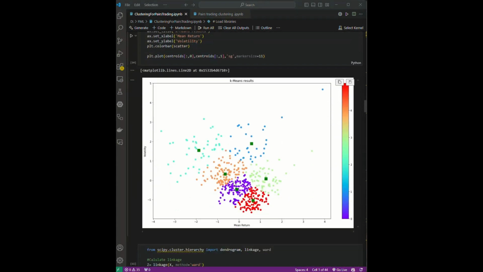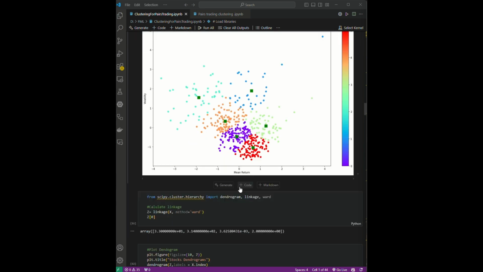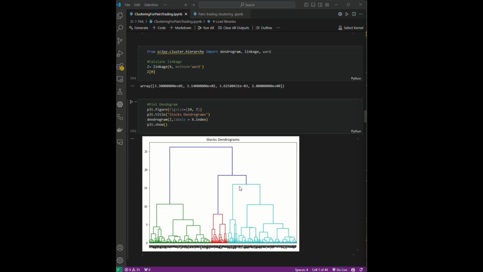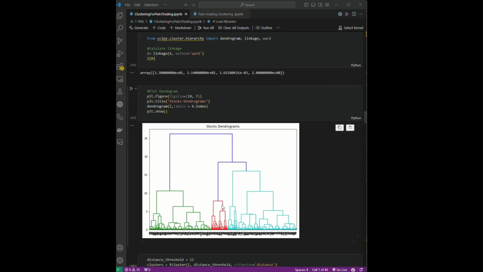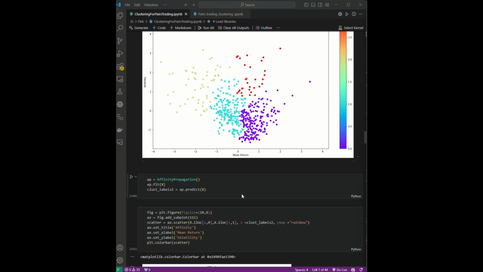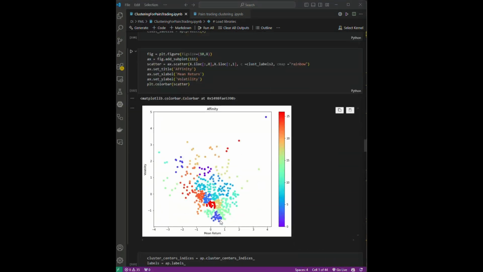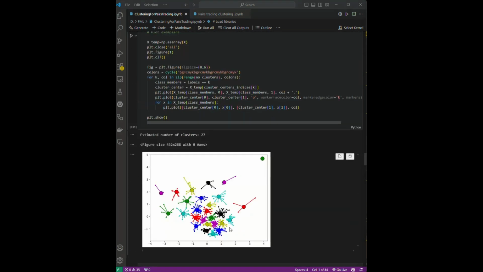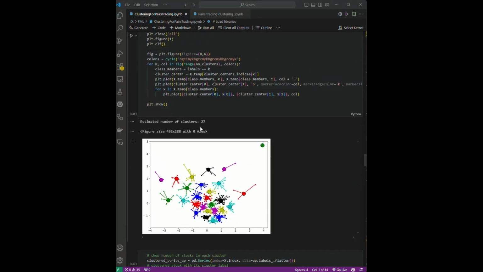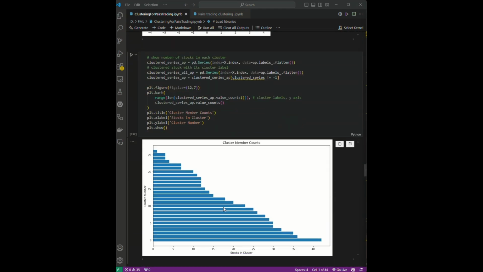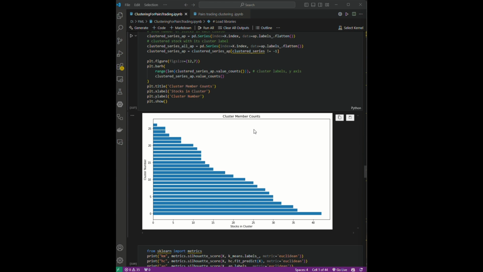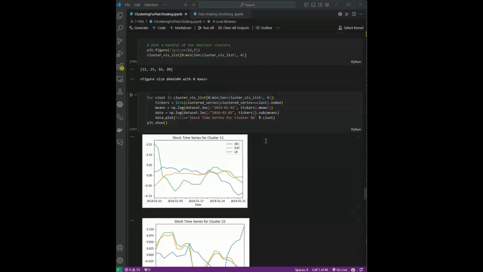So after performing k-means, we get clusters like this, and as you can see, six clusters of different proportions have been obtained, and each individual cluster is diversified with unique features. For hierarchical, we have got a dendrogram for the provided stocks and the clusters based on it. And we also calculate the affinity, which is volatility versus mean return. To understand further the estimated number of clusters, we visualize it in this way, and we count the cluster members.